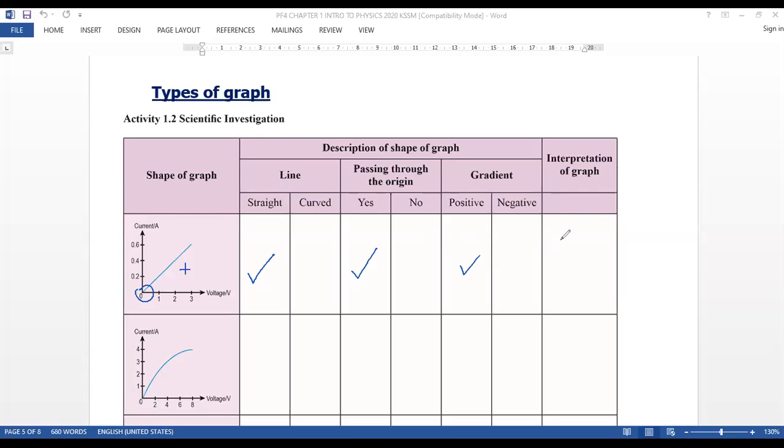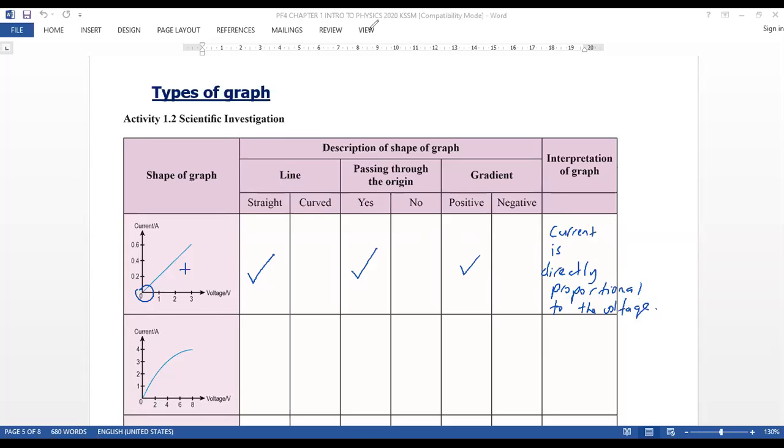And interpretation of the graph. You must tell the current is directly proportional to the voltage. The current is directly proportional to the voltage.